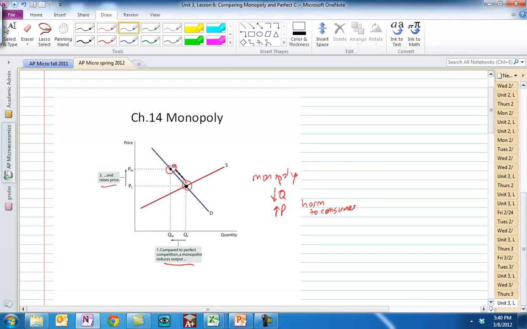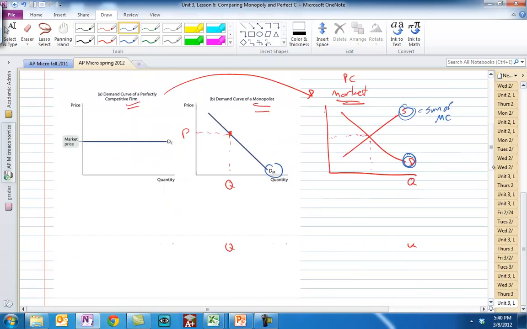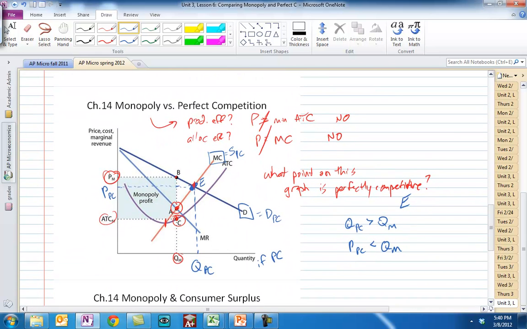Quantity for perfect competition is greater than the monopoly quantity. The price for perfect competition is lower than the monopoly price. Here's a monopoly point, here's a competitive point in the same way. Here's the monopoly profit max point, here's the competitive point. So we're really doing the same thing, just kind of showing it in different ways.